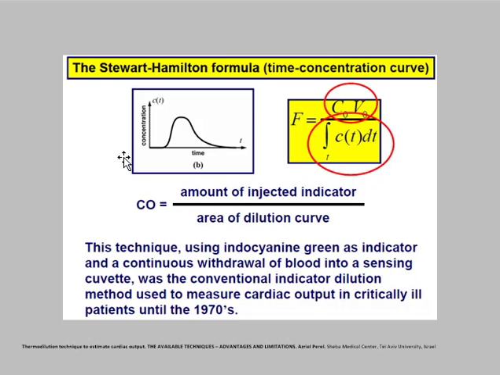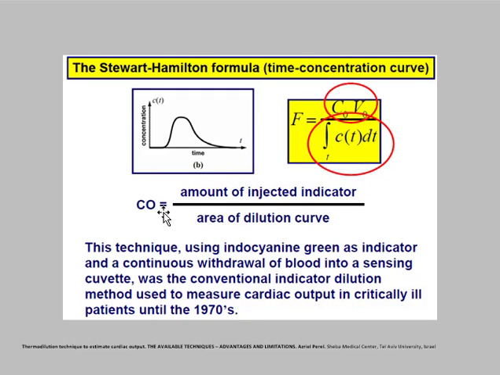And by doing this, he developed this concentration time curve that became known as the Stewart-Hamilton formula, time concentration curve. You can see this is a graph, in this case, of the change in concentration with time as the injectate is absorbed into the blood and then dissipated.